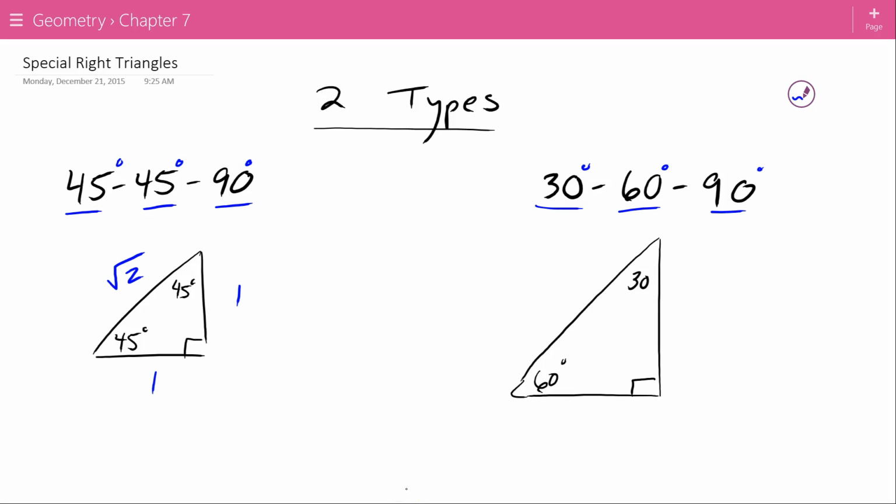In our 30, 60, 90s, it's a slightly different pattern. Across from 30 is a 1. Across from 60 is square root of 3. And across from 90, or your hypotenuse, is going to be a 2. You guys must memorize these two patterns. There's no question about it. You need to do this. You will not be given these patterns. You guys will have to memorize them.